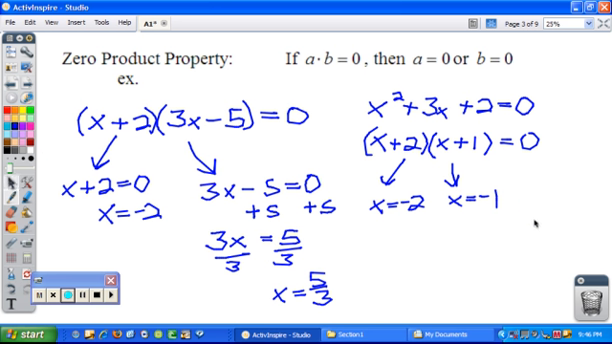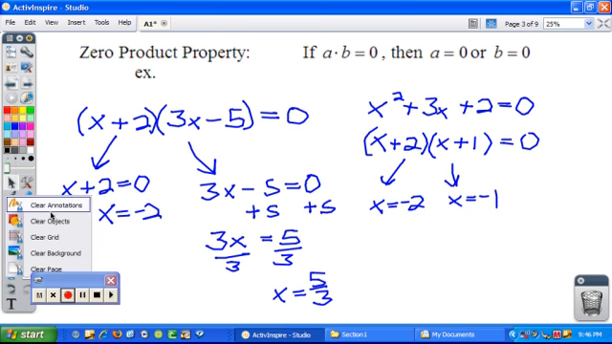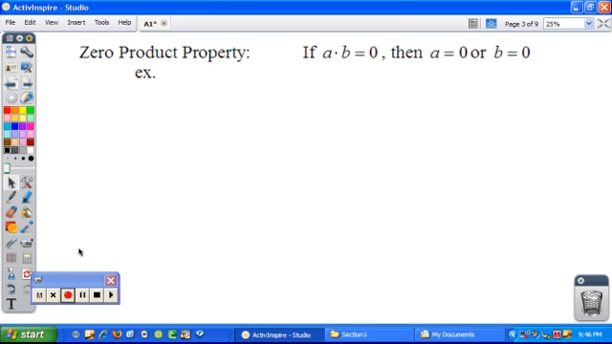Zero product property works no matter what the two things are. Okay, let's just get rid of this. I'm trying to get rid of these little writing thingies, and I'm not doing a good job. Okay, so it doesn't matter what these things multiplied together are. As long as they equal 0, you can use the zero product property.